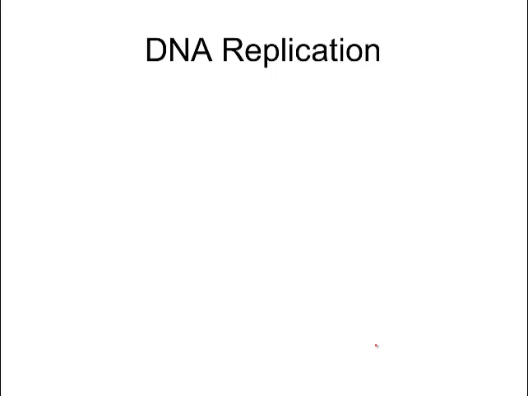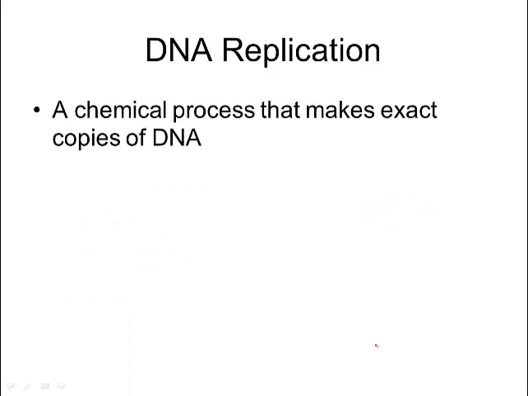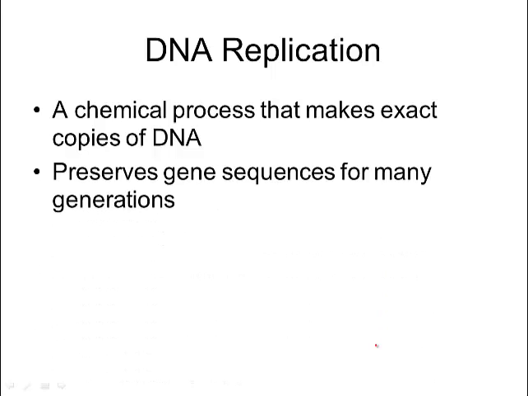So we're going to start with DNA replication. So DNA replication is a chemical process that is going to make an exact copy of DNA. So we're going to be duplicating our DNA during replication. What this allows for our cells to do is to preserve our gene sequences for many generations. Our DNA, remember, determines all of our traits and the way that our bodies function. So we want to make sure that we're passing on those basic body functions to our offspring, and we want to make sure that the gene sequences that we pass on are the same as our own. So DNA replication allows for that to happen.